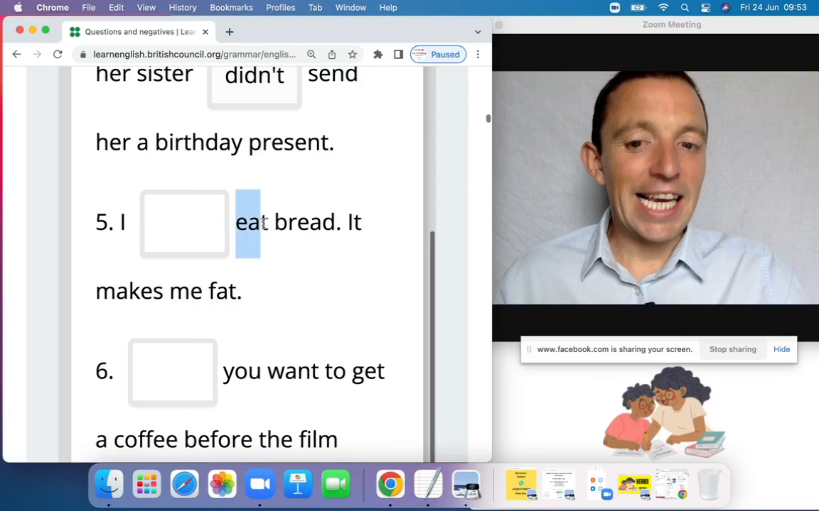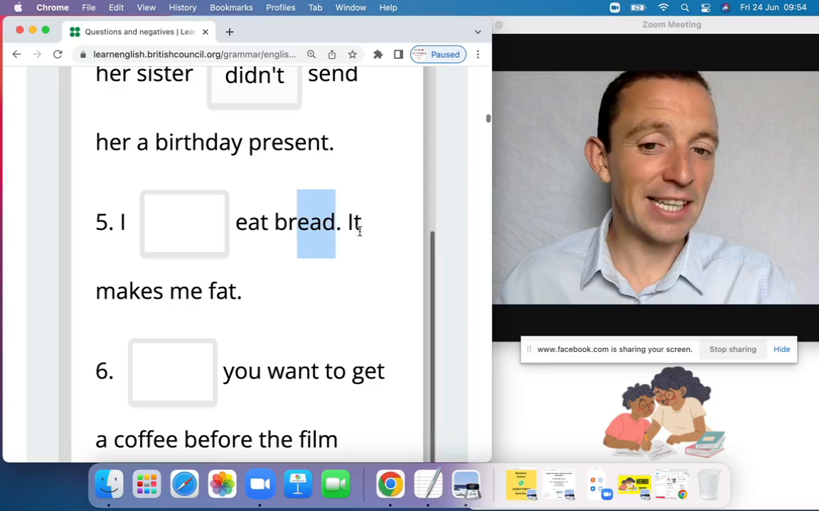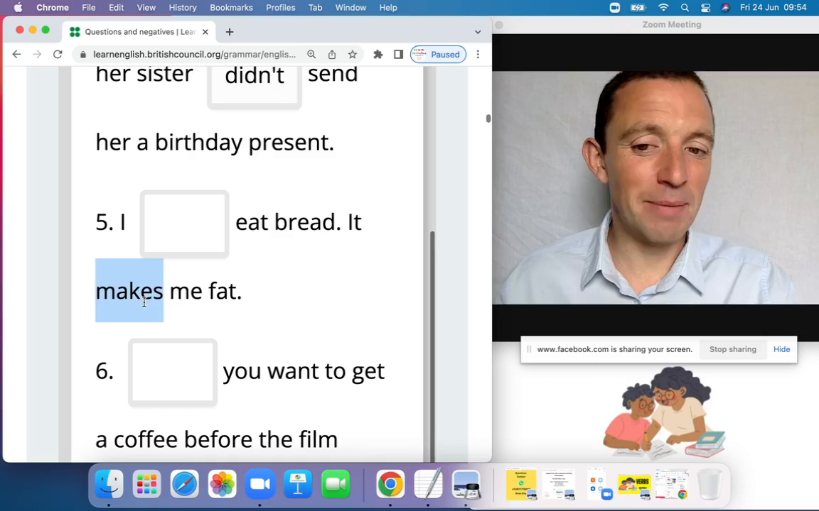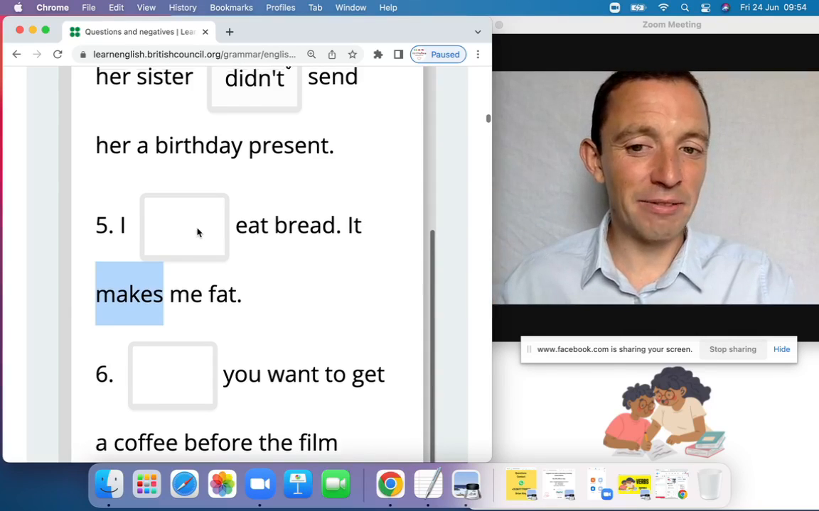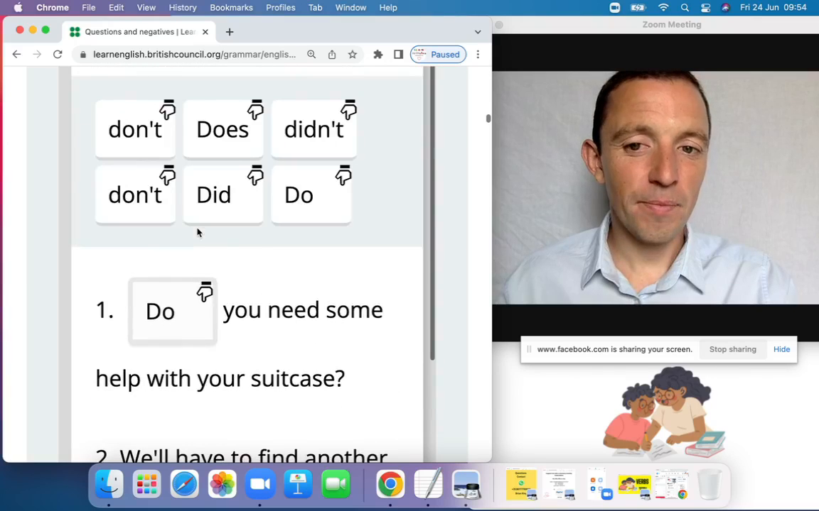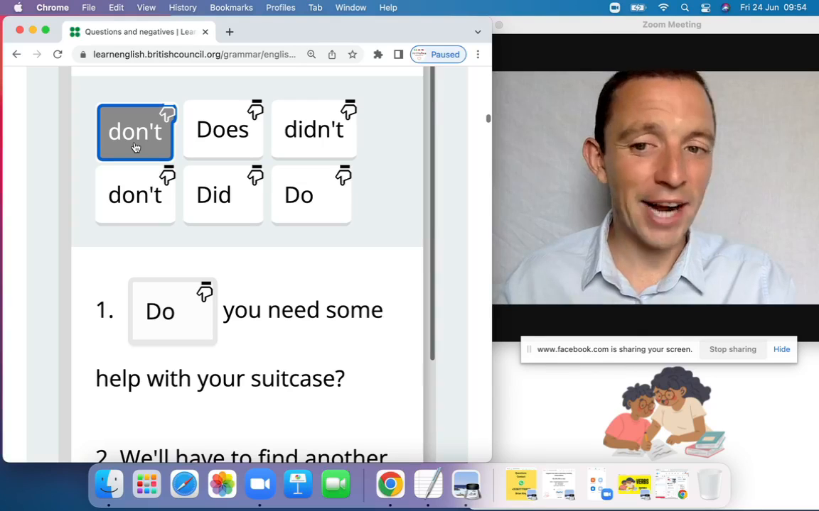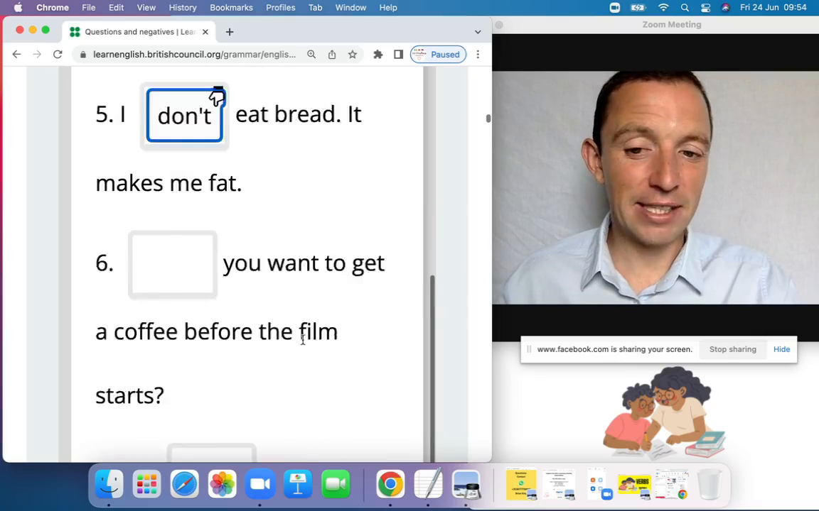Eat is the verb, eat bread, and it's possible in the past, I didn't eat bread, but the second clause, it makes me fat. Bread makes, in the present simple, makes me fat. So probably the first sentence is also the present, and the negative of eat is the auxiliary verb do in the negative. I do not eat bread. I do not is the same as the contracted don't. I don't eat bread because it makes me fat.